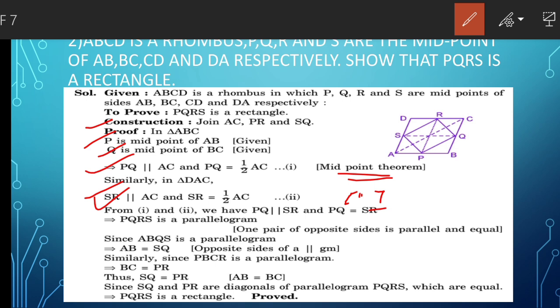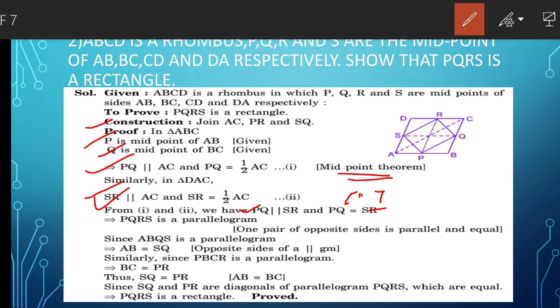Now from equation 1 and 2, we get that PQ is parallel to SR and PQ is equal to SR. Now we know that PQRS is a quadrilateral. What kind of quadrilateral? We still don't know. We are yet to find it out.